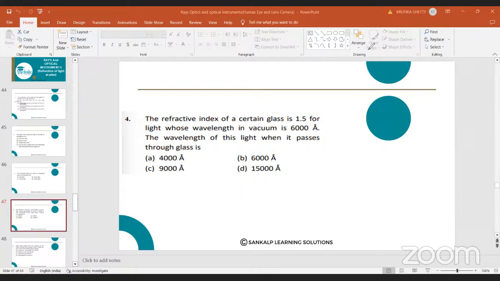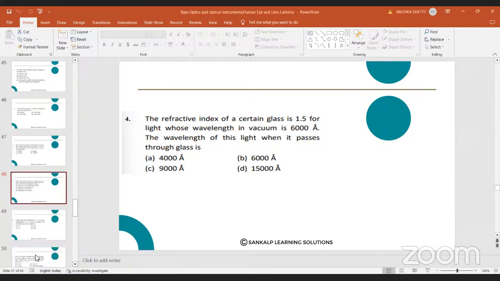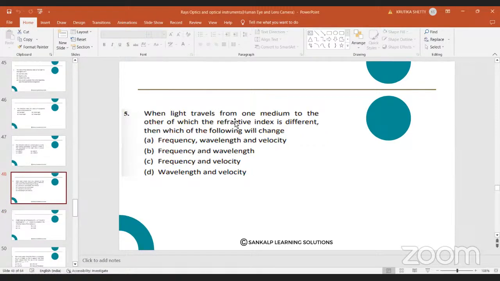Then the next question. Light travels from one medium to the other of which the refractive index is different, then which of the following will change? So the refraction phenomena takes place. The light is traveling from one medium to the other medium. The refractive index is different, then the following will change. Frequency, wavelength, velocity, or frequency and wavelength. C option is frequency and velocity. Then the fourth option is wavelength and velocity.